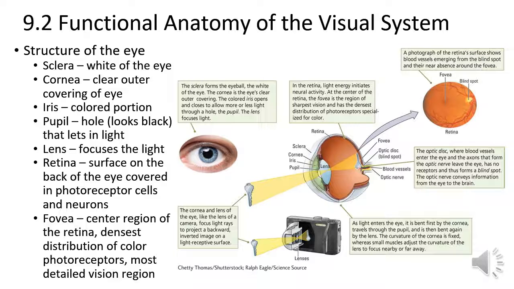Structure of the eye. There's the sclera, which is the white part of the eye, the cornea, which is the outer clear covering. The iris is the colored portion, the pupil is this hole that looks black, and this is what lets the light in.